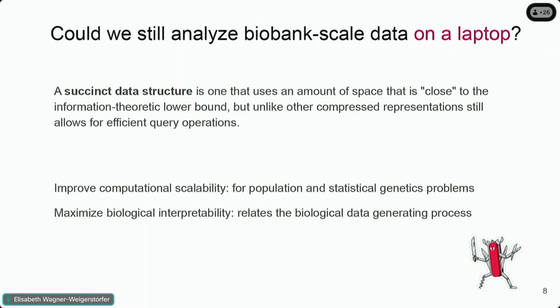So if such a data structure exists for genetic data, then it could improve the computational scalability and allow us to save the data very compactly. And it could potentially also allow biological interpretation, because it's supposed to relate to how the data is generated. So that's probably something we would like to see, and that's the direction we were thinking about.